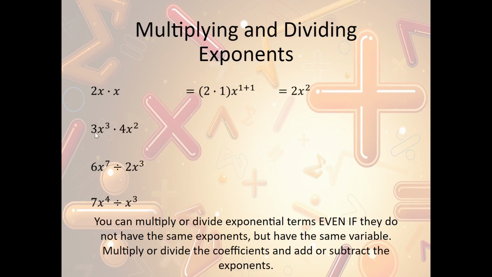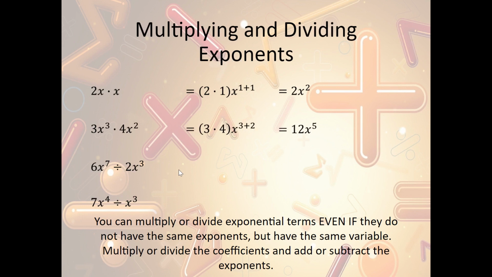So look at another example of multiplication. So we have 3x cubed times 4x squared. Now with this one, again, we're going to multiply the coefficients, so 3 times 4, and we're going to add the exponents, so 3 plus 2. We end up with 3 times 4, which is 12x, and 3 plus 2 is 5, so we get 12x to the 5th power.